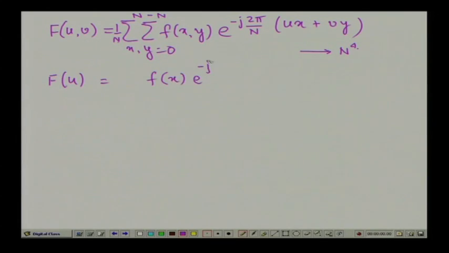In case of one dimensional signal, F(u) will be given by the summation of f(x) e to the power minus j 2 pi by capital N ux, over x equal to 0 to capital N minus 1, and you have to scale it by 1 upon N. This particular expression takes N square number of computations. Obviously, each of these computations are complex addition and multiplication operations. So, you find that a computational complexity of N square for a data set of size capital N is quite high.